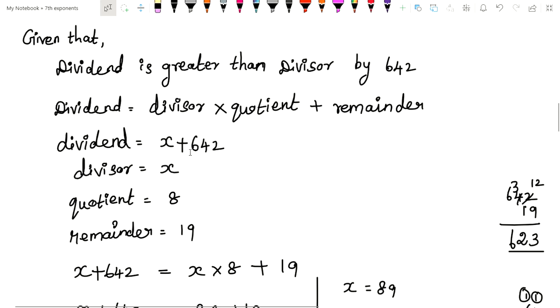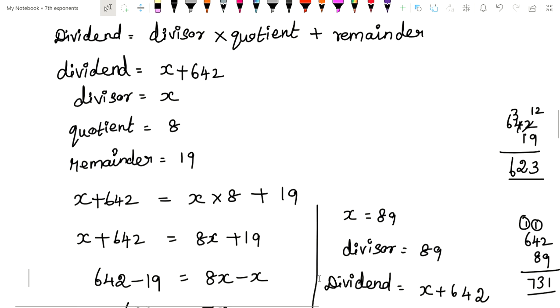Dividend is x plus 642 because the difference is 642. The quotient is equal to 8 and the remainder is equal to 90. So I am substituting these values in the division algorithm. What is the division algorithm? Dividend equals divisor into quotient plus remainder. So x plus 642 equals x into 8 plus 90.